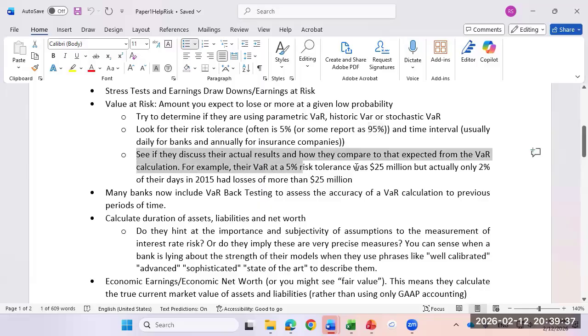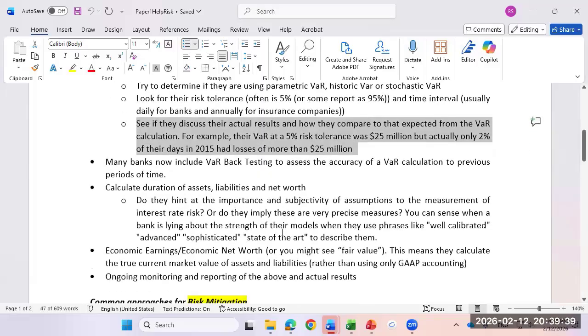Do they talk to the results? You definitely want that table. I showed you Bank of America's. You definitely want to put that table in there.